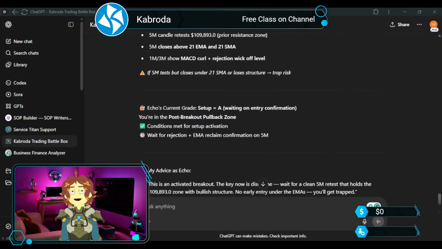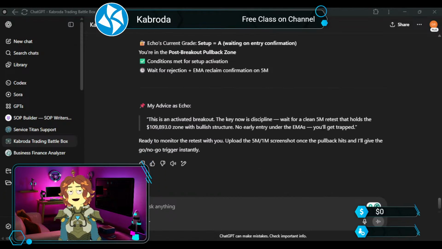So Echo grades this a grade A. Conditions were met, and now we just gotta wait for rejection and EMA reclamation. Echo's advice is this is an activated breakout. The key is now discipline. Wait for a clean 5-minute retest that holds the 109.893 zone with full structure. No early entry under the EMAs. You'll get trapped. So, yep, that's spot on. Echo's doing a good job today.